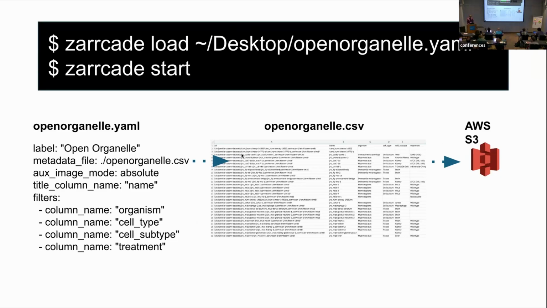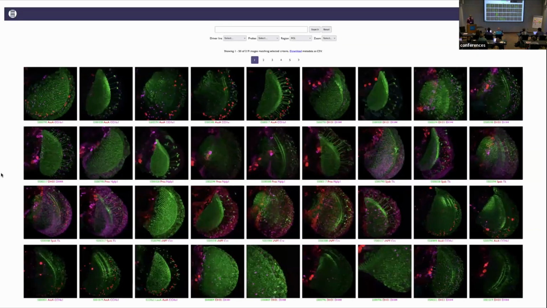Basically you define a YAML file that points to your spreadsheet, and that points to data on S3. And then you can just basically customize the website, define what columns you have, and how you want them displayed. And that generates this website. The main point here was being able to search by any of the metadata. You can have a search box or drop downs to filter on those values.